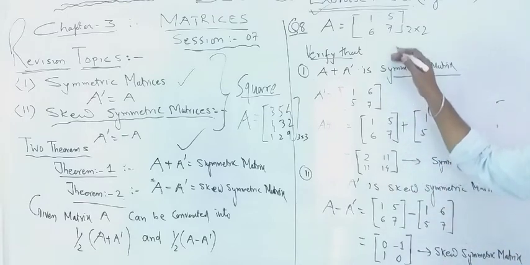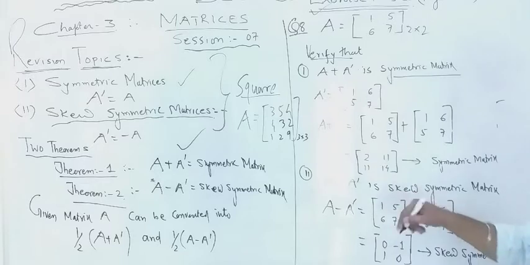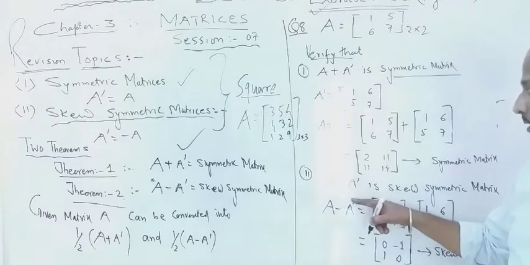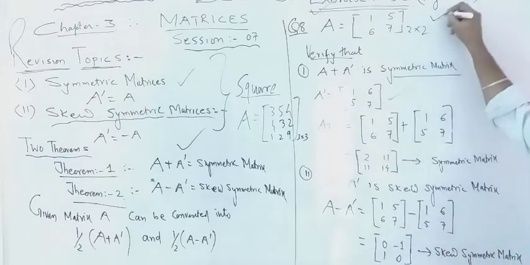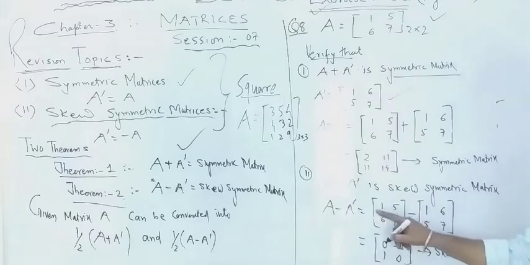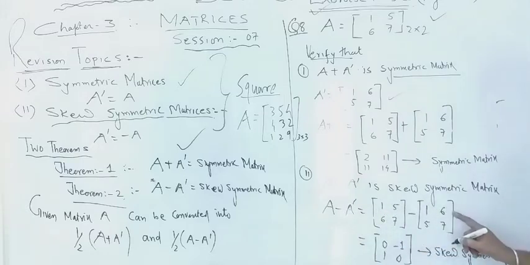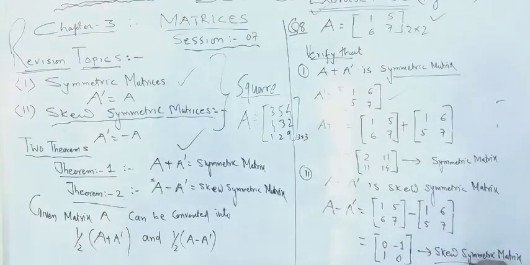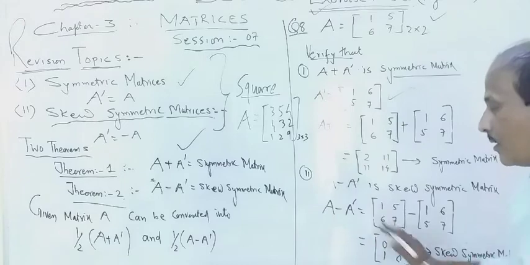The second part is find A minus A dash and verify whether it is a skew symmetric matrix or not. So come on. Now again subtract A dash from A. Here we have A dash and A is already given. So when you subtract: 1 minus 1 is 0, 5 minus 6 is minus 1, 6 minus 5 is 1, 7 minus 7 is 0. So see, the principal diagonal is 0, 0. Then the two opposite terms differ by a minus sign. When you find its transpose, you are going to get the same answer. It means that it's a skew symmetric matrix.